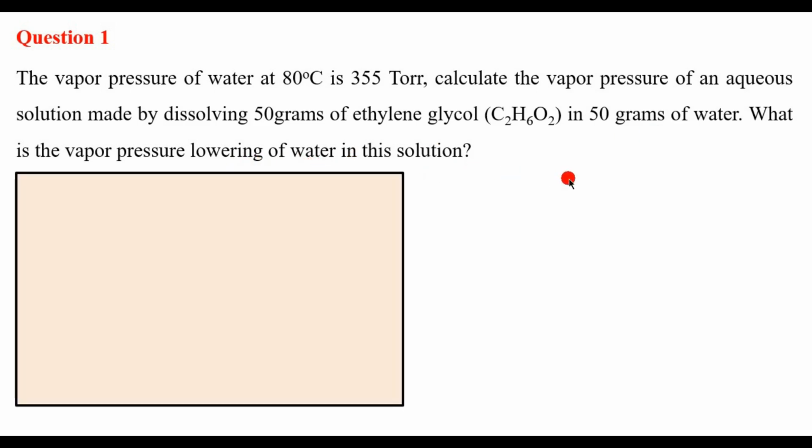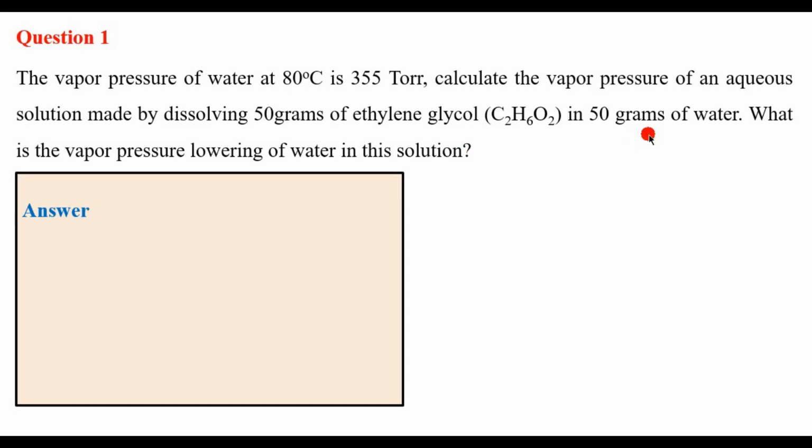Let's go to the answer. What do we have? We have the vapor pressure of water, which is the vapor pressure of the pure solvent. It was given as 355 torr. We have also the mass of ethylene glycol, which is the mass of the solute, which is 50 grams. We have also the mass of the pure solvent. The pure solvent is water. We have also 50 grams of water.